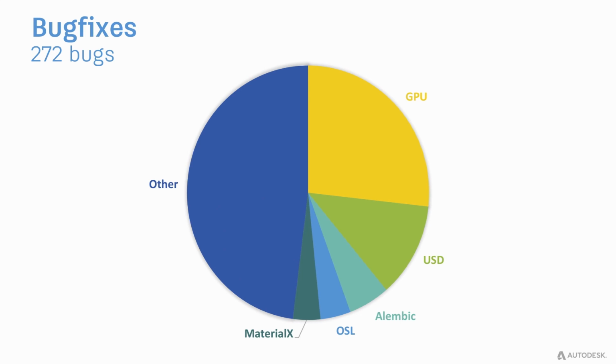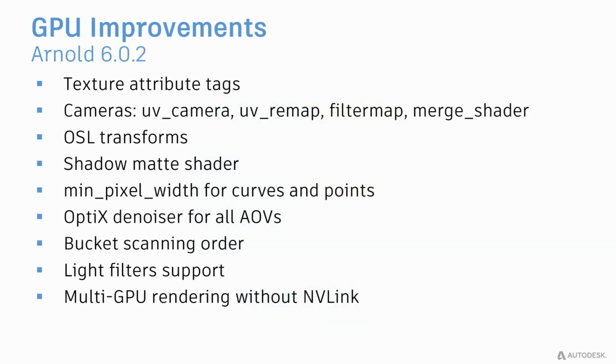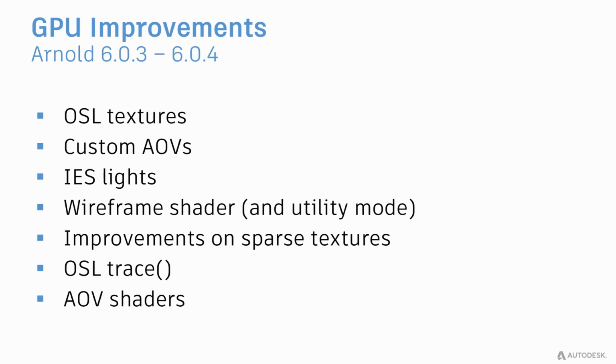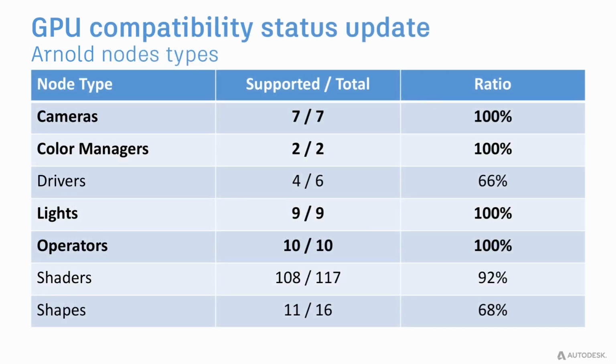Last year, more than a quarter of the bugs we fixed were related to GPU. We are continuing to improve the CPU compatibility, adding support for missing shaders or features such as UV camera for baking, or the shadow matte shader. Recently, we added support of OSL texture and trace on the GPU. In terms of node support, we are getting closer, with just a few missing shaders.